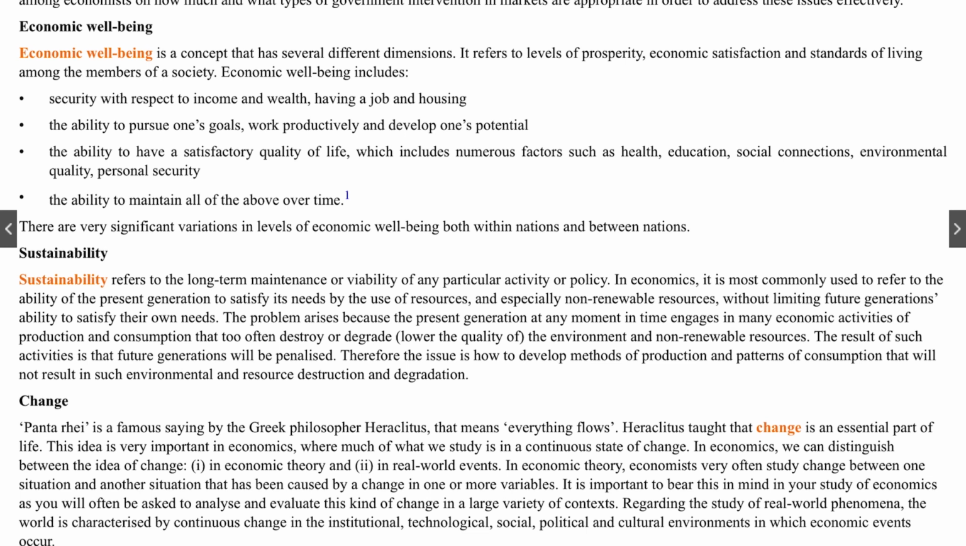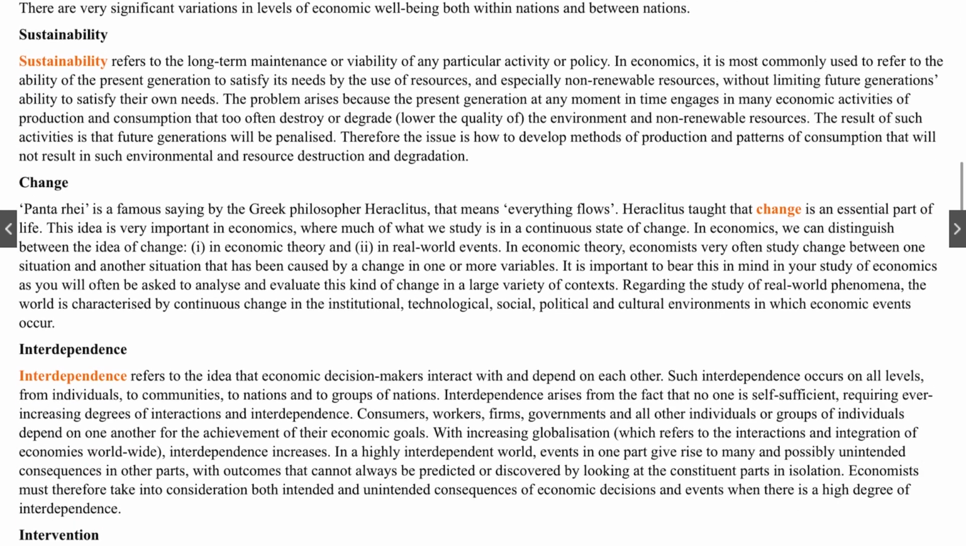So the next one as well, the ability to pursue one's goals, work productively, and develop one's potential. This aids economic well-being as well as the economy as a whole, because if one is happy, if one is achieving their goals, usually they work more productively and can help grow the economy. This will show up in macroeconomics, so we can go into more depth later on.